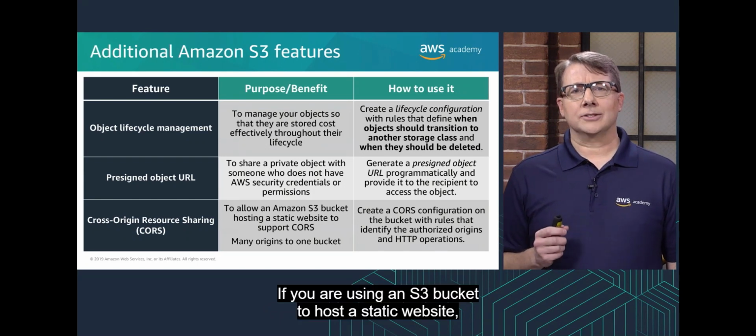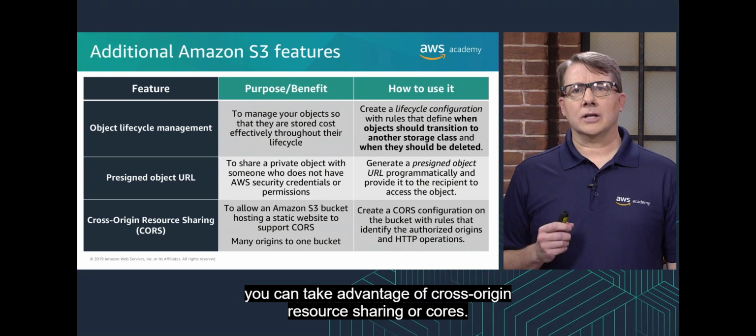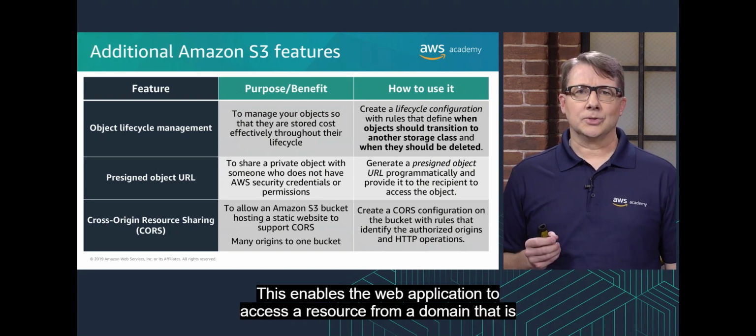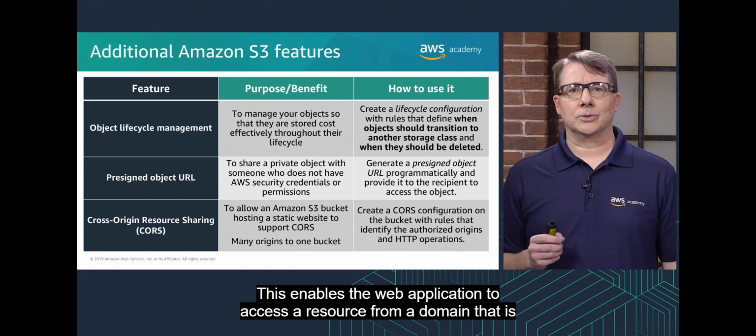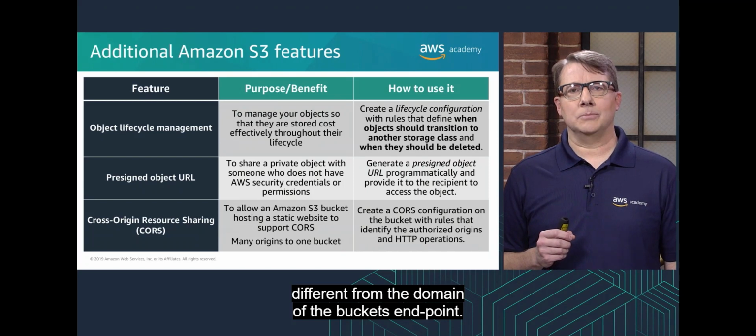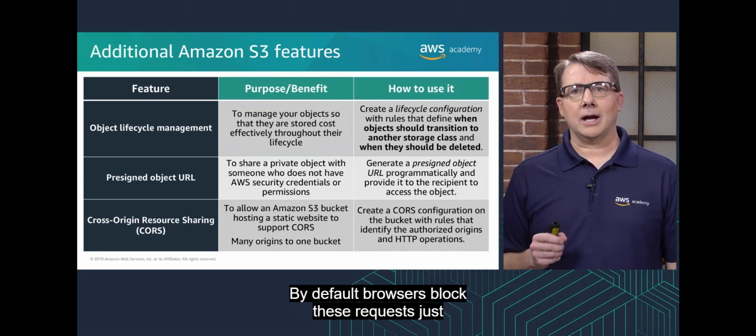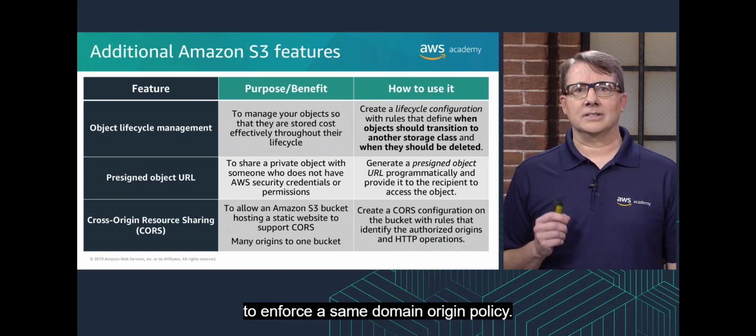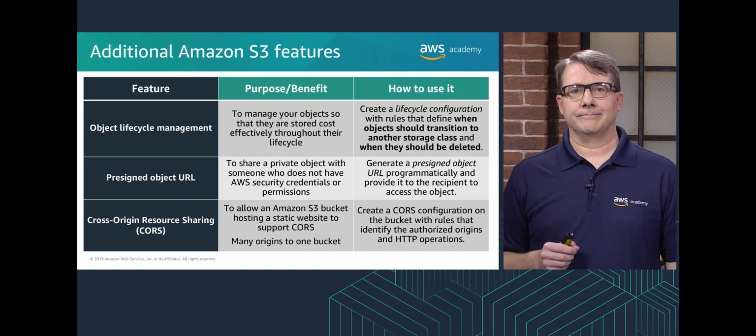If you are using an S3 bucket to host a static website, you can take advantage of cross-origin resource sharing, or CORS. This enables the web application to access a resource from a domain that is different from the domain of the bucket's endpoint. By default, browsers block these requests to enforce a same domain origin policy.